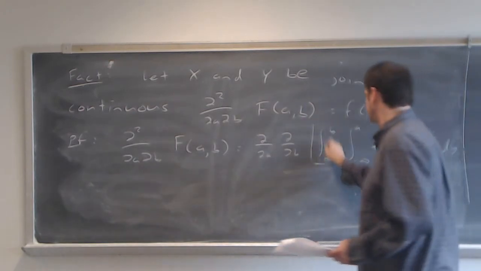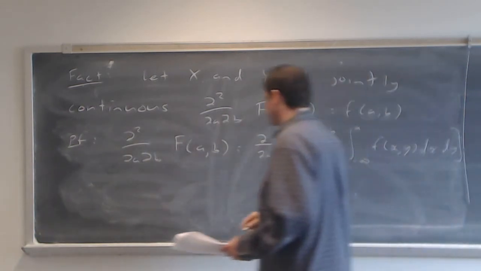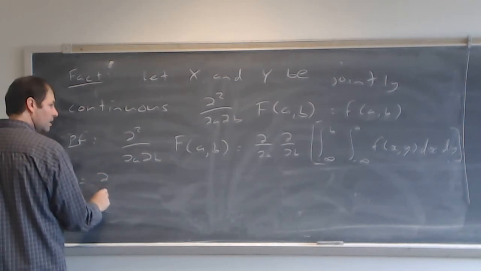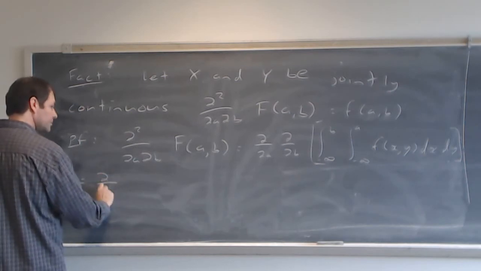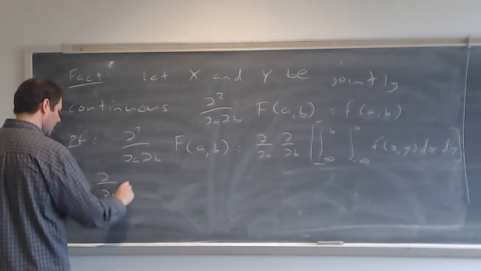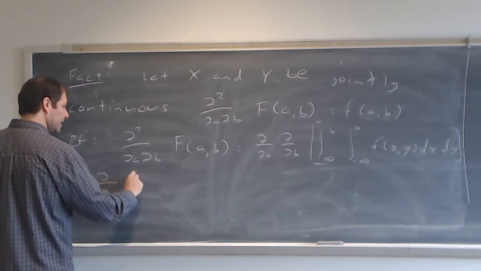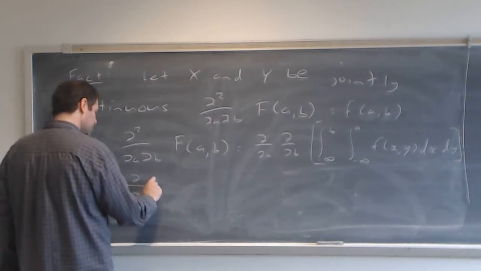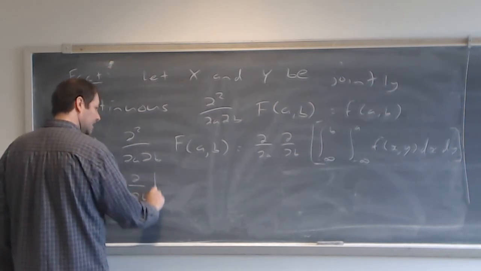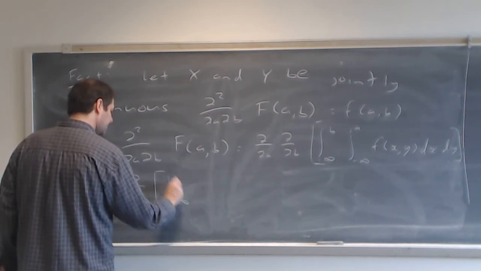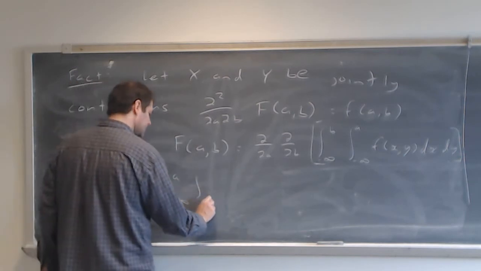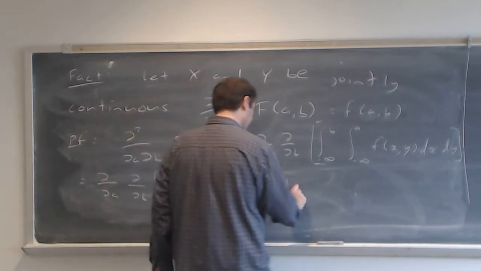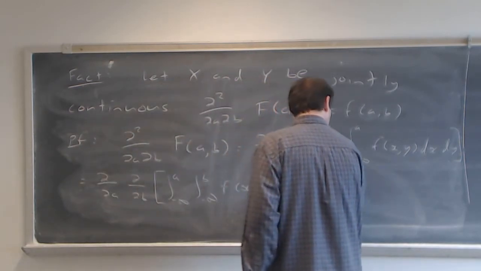So that's what this is. I'm going to switch the order of integration in a second. So this is the derivative with respect to A, and then I'll rewrite this as the derivative with respect to B, and I'll switch the order of integration and rewrite this as the integral from minus infinity to A, integral from minus infinity to B, f of x comma y, dy dx.